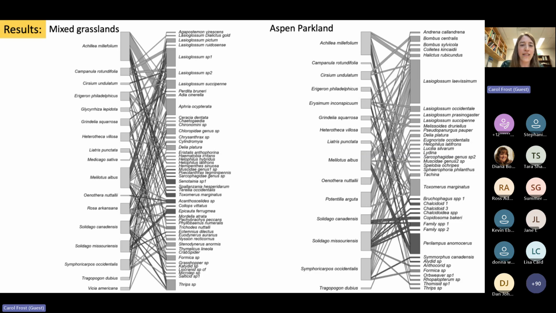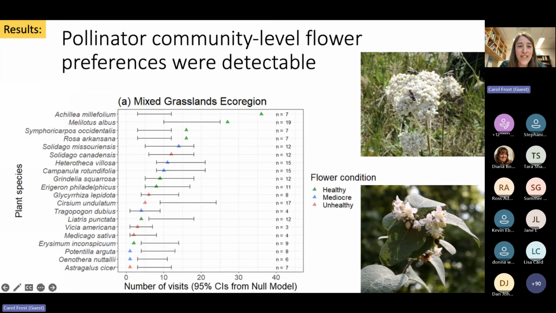Okay, these were the networks that she generated from watching her potted plants in the mixed grasslands and the Aspen Parkland. I'm not going to dwell on the details here. Here's the answer to the first question. Pollinator community level flower preferences were detectable.